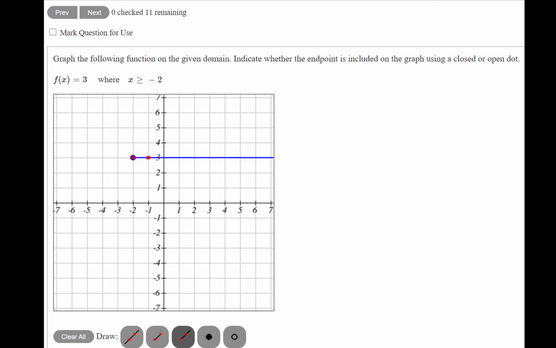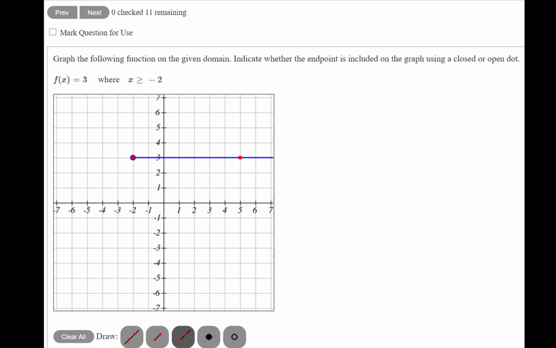And the ray starts at this closed circle, and you can use any point to the right here as long as the line stays horizontal. The only thing you want to make sure you don't use is the segment tool, and that's just because if you use the segment tool, then the line won't be going to infinity and it won't give you credit for that.